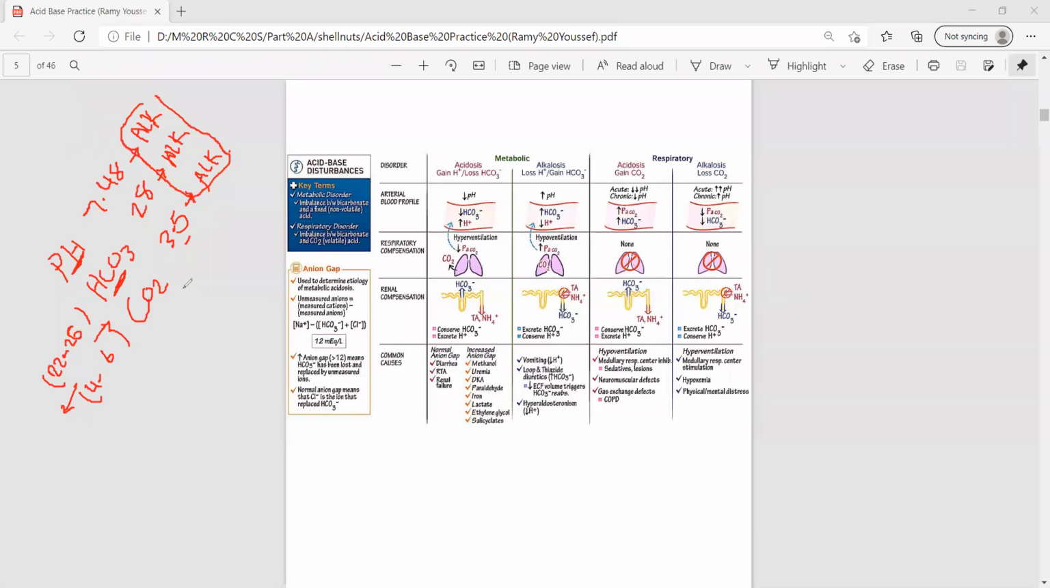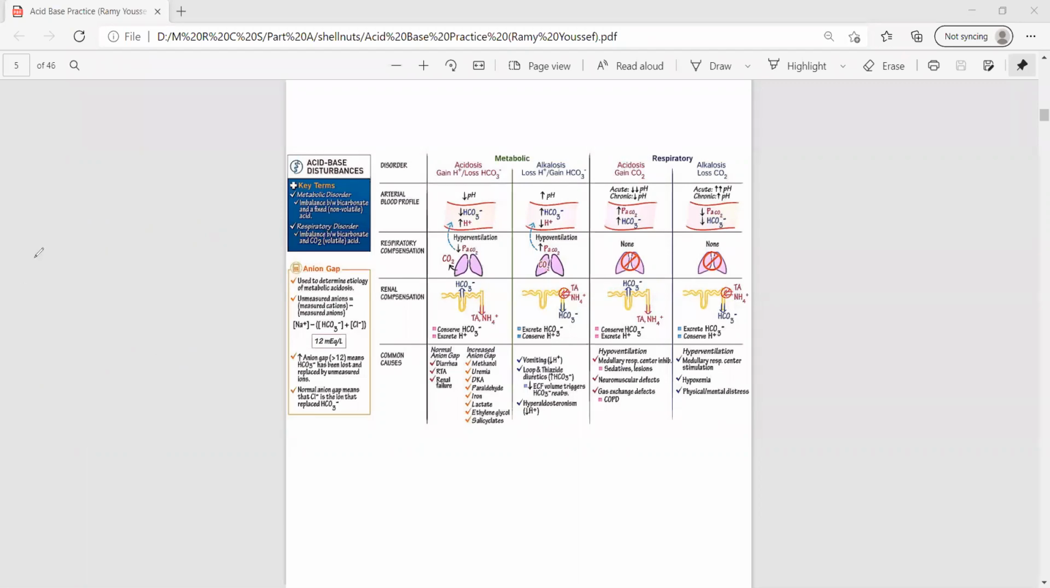So if I found the 3 parameters like this, what is this called? Mixed respiratory and metabolic alkalosis. I can find mixed. Yes, I can find mixed. Okay. Is this point clear? Yes, clear. Take another example before we go for the question.